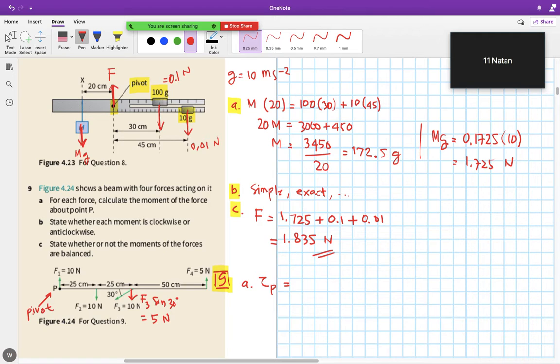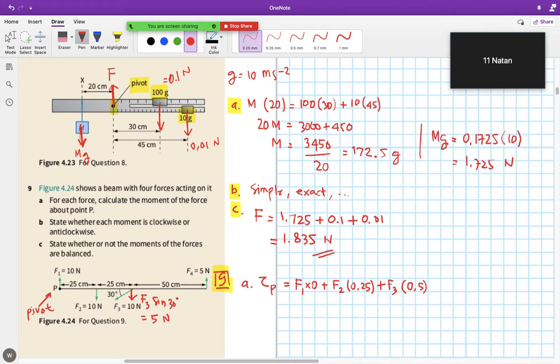Okay, torque at P. The first one is F1 times 0, because the distance is 0, as it acts on P. Plus F2, which is clockwise, with distance D2 of 25, but this is in centimeter, so we change it to meter, 0.25. And then F3 is also clockwise, and the distance from the pivot P to F3 is 25 plus 25, which is 50, in meter 0.5.